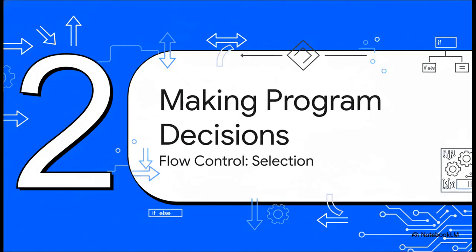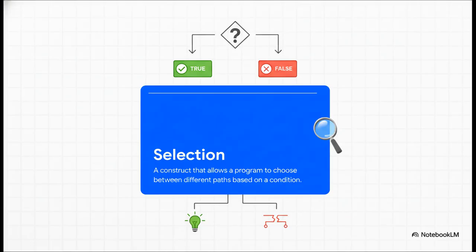Okay, so our program can store data. That's great, but how do we make it intelligent? How does it actually react to what the user does? Well, that's all about controlling the flow of the program, and our main tool for that is something called selection. So here's the bottom line. Selection is all about making choices. It's the if this, then that of programming.